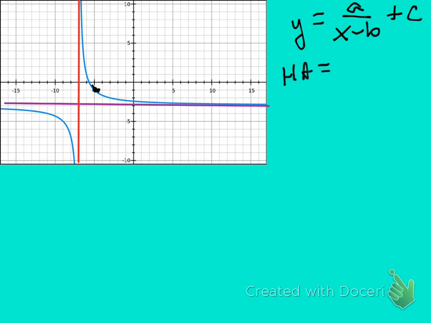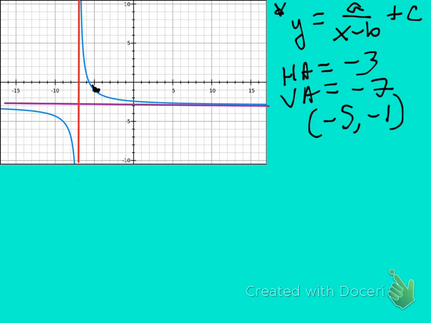So I got a horizontal asymptote at -3. I have a vertical asymptote at -7, and I'm going to use the point -5, -1. Now I'm going to plug everything into this equation and solve for A. So I will have -1 equals A divided by -5 minus -7. It's very important that you keep the minus sign that's in the original function and put whatever the vertical asymptote is behind that minus sign.